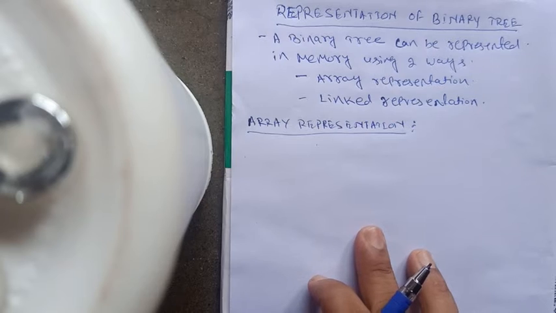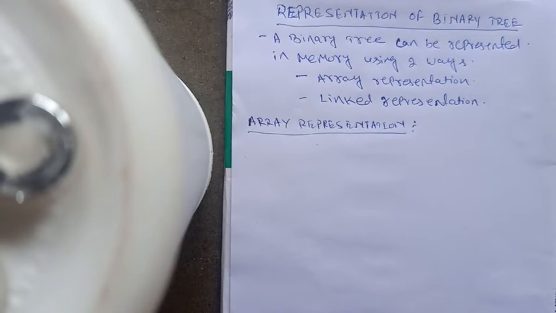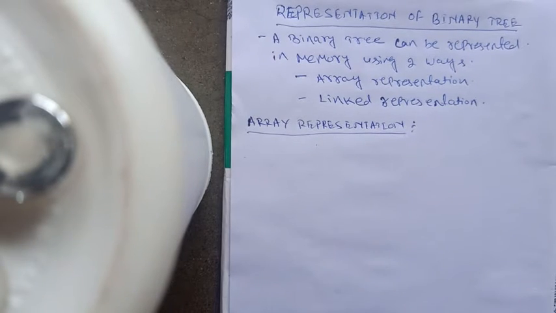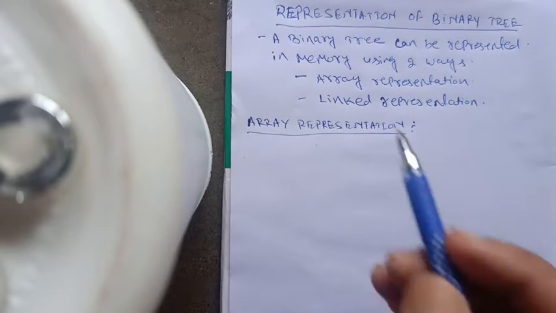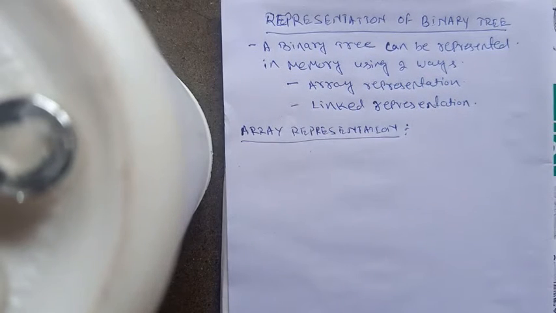Now today we'll see a representation of binary trees. In our previous video we have seen some definitions and some terms of binary trees. Now we will see how a binary tree can be represented in the computer's memory. A binary tree can be represented in memory in two ways.